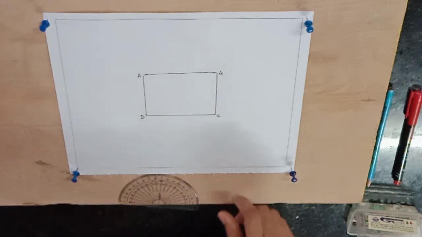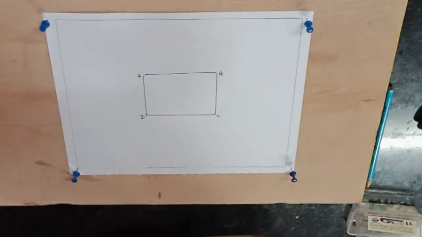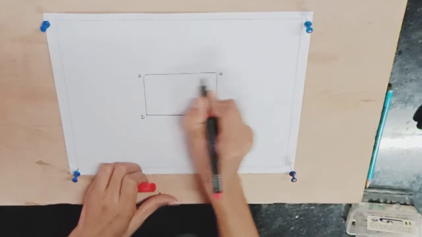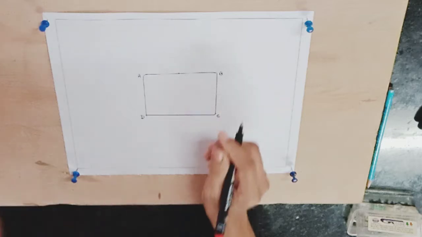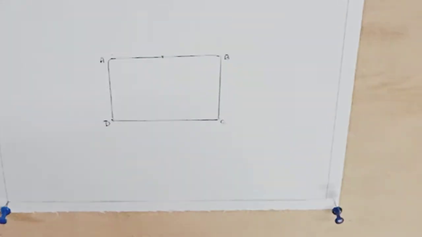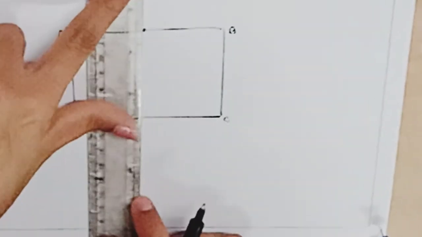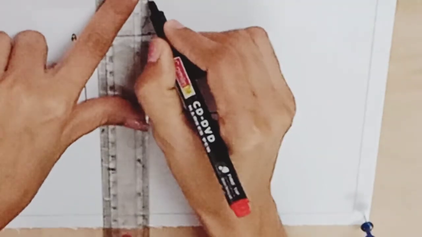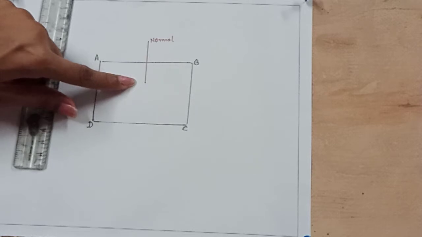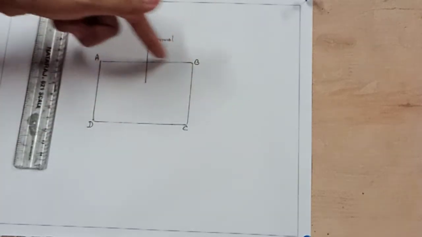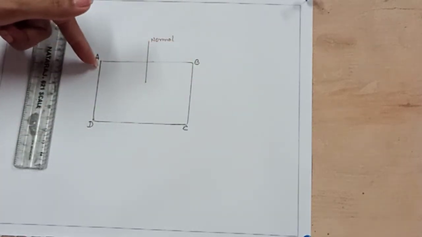Now we will draw a straight line at the middle of this surface of this glass slab, which is AB. At the center we will draw a normal. So this is my normal, which is making 90 degree with the interface AB of this glass slab.